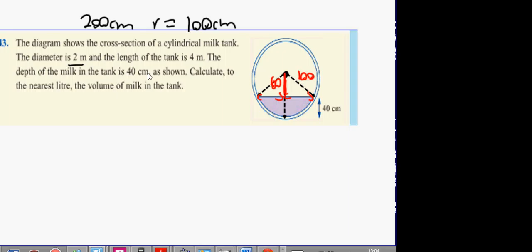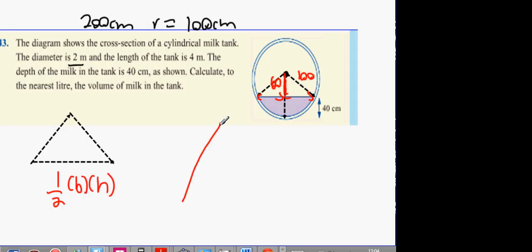Well, it's very easy. It's the area of a triangle. And how do you get the area of a triangle? Half base by height. So whatever your base is by your height, and then whatever that answer is, take it away from the area. Now guys, we know that it's going to be a radius of 100.